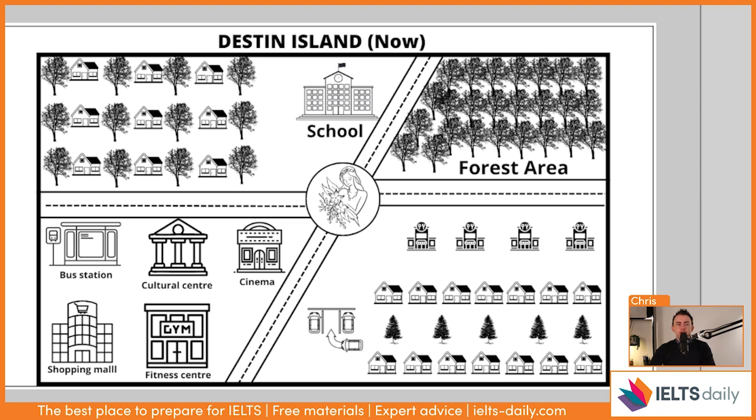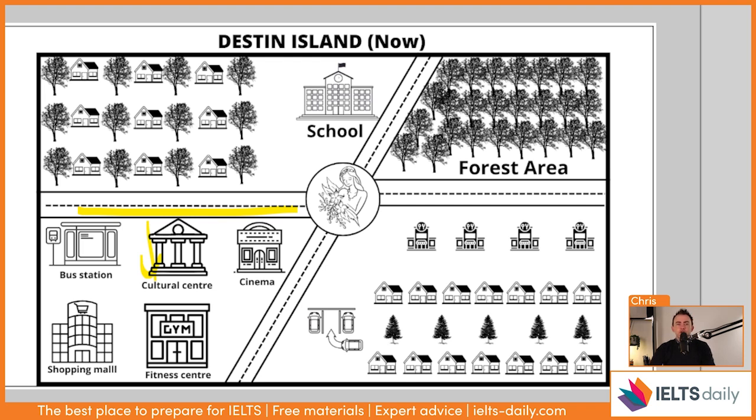We can see that a new road has been built. We should make a note of that. A new road. And below the new road is kind of, I don't know, a commercial centre, maybe we could say that. Commercial centre. And we've got five things, which are a cinema. We've got a bus station. We have a cultural centre, a shopping mall, and a gym or fitness centre.